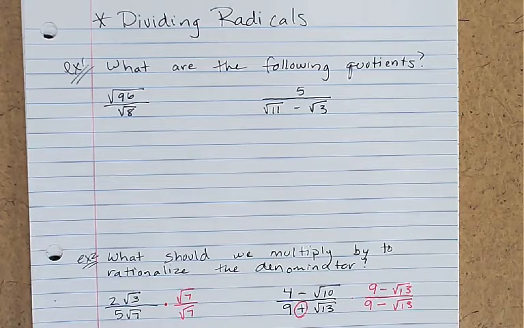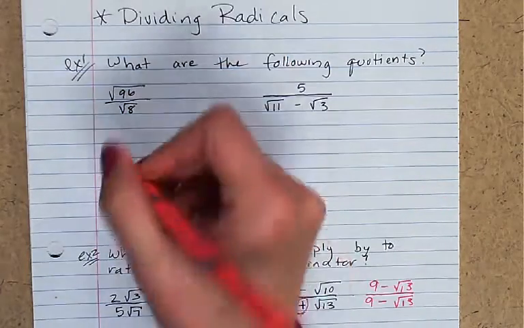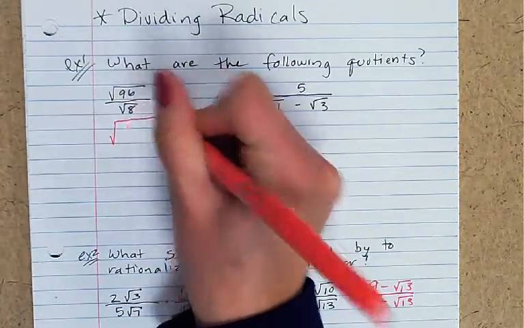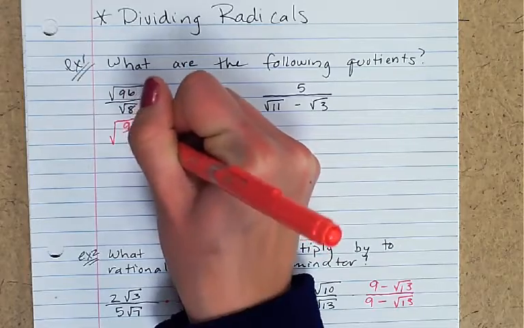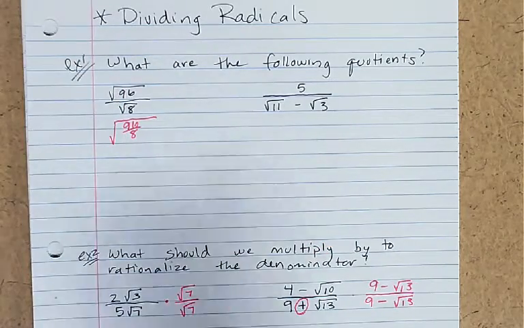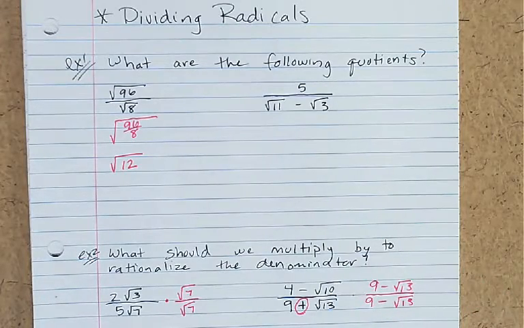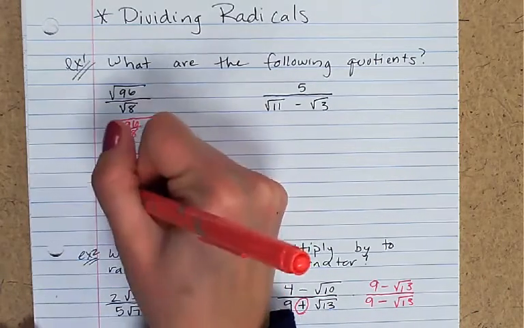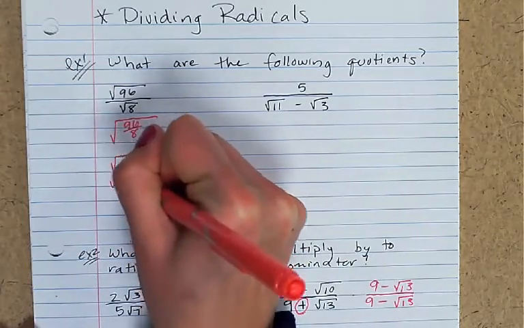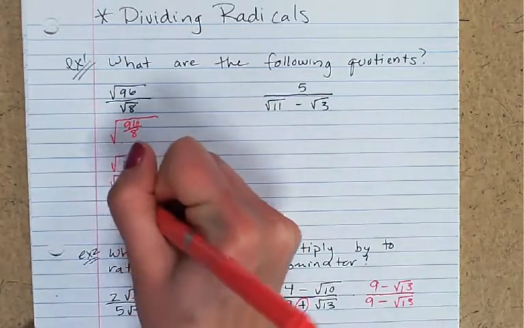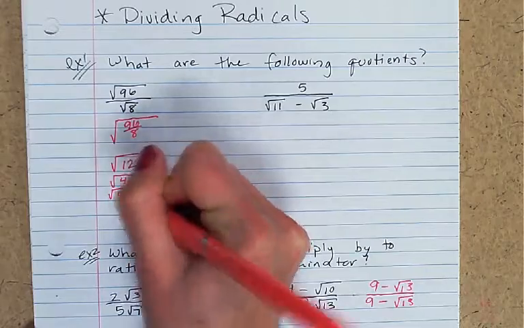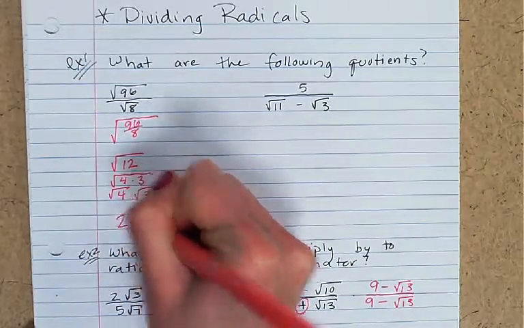So this first one, we have root 96 divided by root 8. Since they are the same root, just square roots, we can combine them into one square root and see if that helps us simplify. So 96 divided by 8 is 12. So this is now just the square root of 12, which is much easier to simplify. There is a perfect square in 12, so we have to keep going. It's the same thing as the square root of 4 times 3. And the square root of 4 is 2. So we end up with 2 root 3 there.